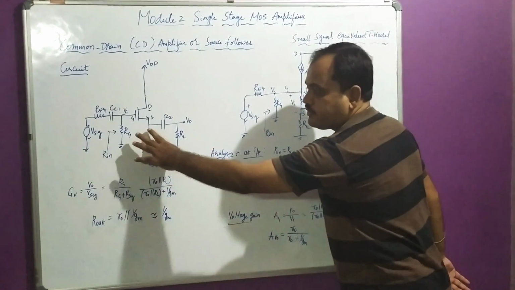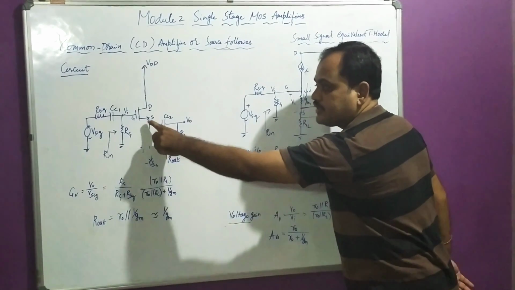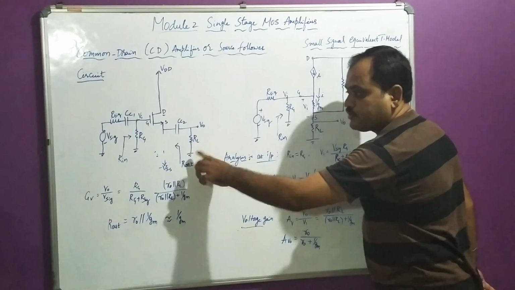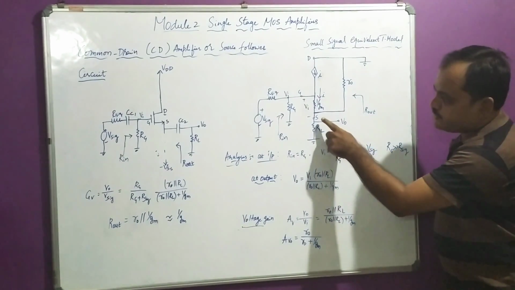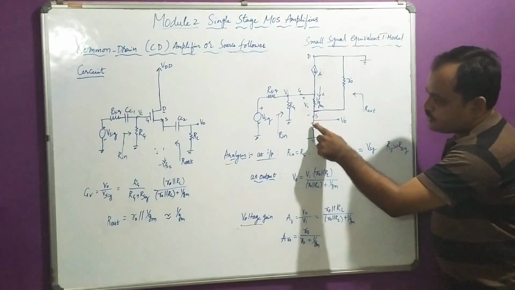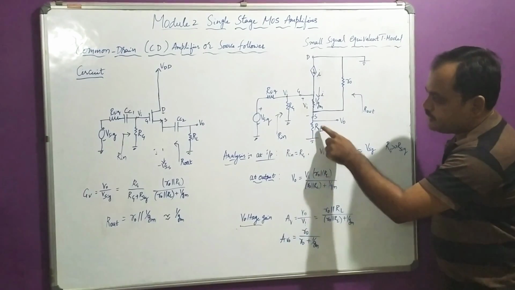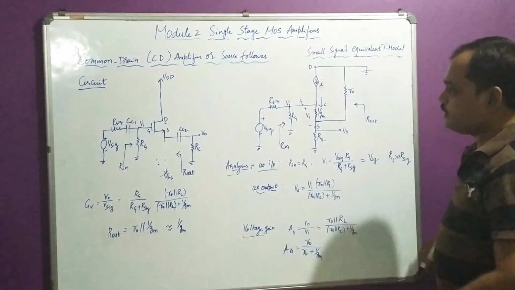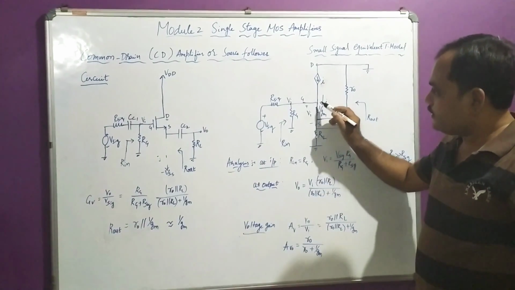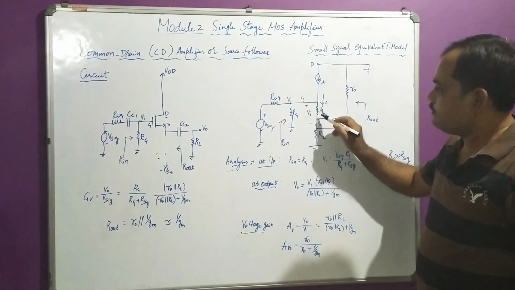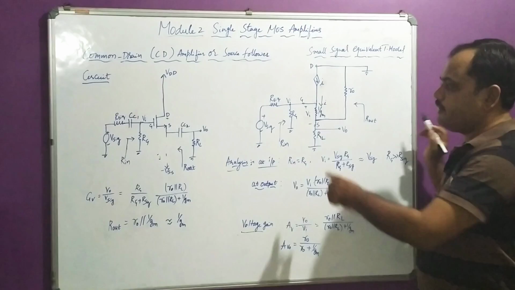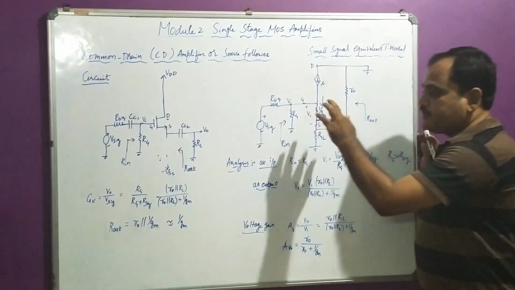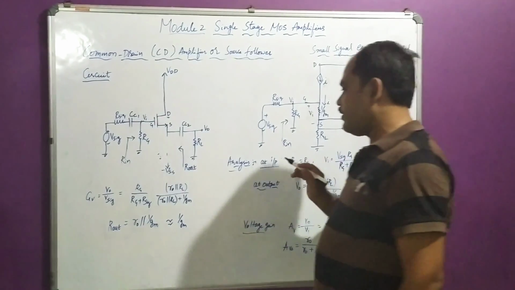You can observe there is no effect of the current source. The source is connected through the coupling capacitor to the load resistor, across which the output voltage V0 appears. Therefore, across the resistance 1 by Gm, R0 and RL, I am going to have the input voltage Vi. This will be clear when we analyze it.